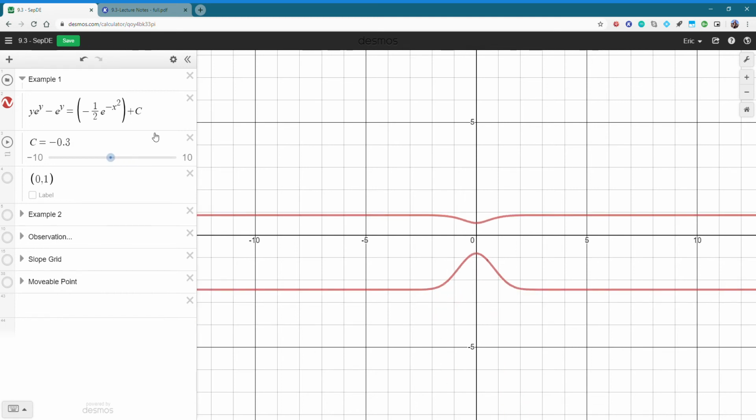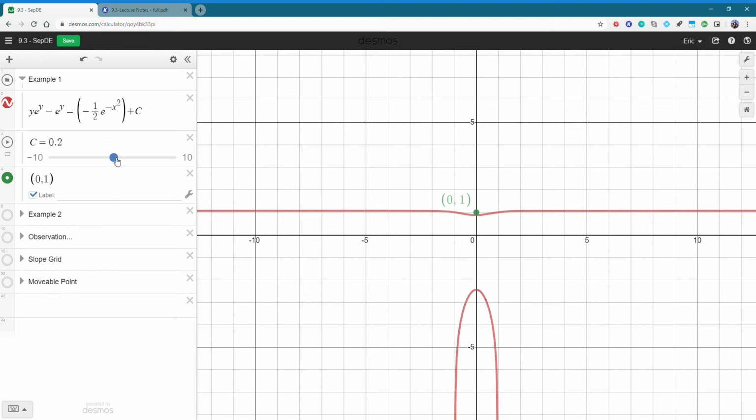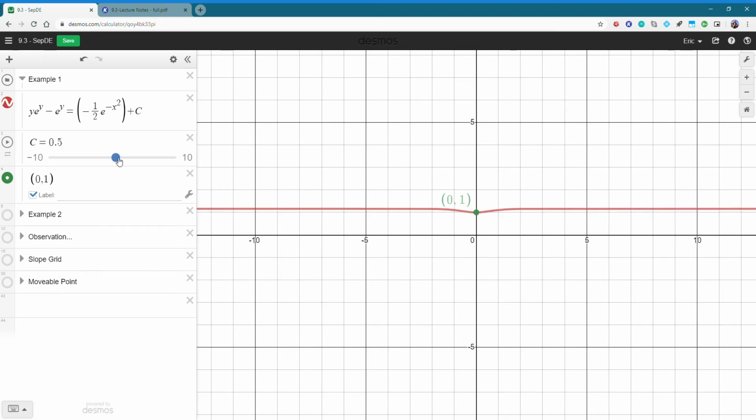Now our initial condition, right, was x equals 0, y equals 1. In other words, to go through this point here. And here we can just visually spot check our c that we got. It looks like 0.5 is moving through that point. And that's exactly the c that we found, right? 1/2. And so here we get visual confirmation of our work, which is nice. All right, well, let's look at another example.